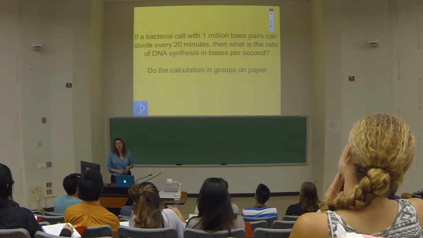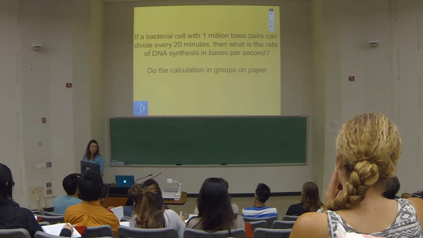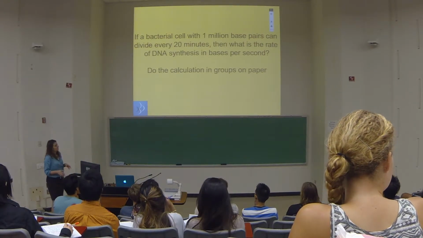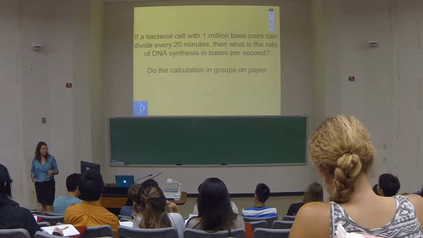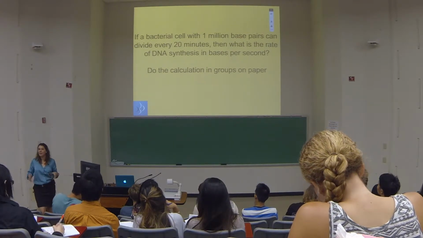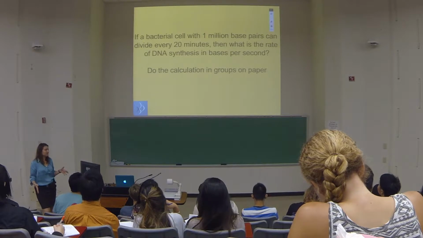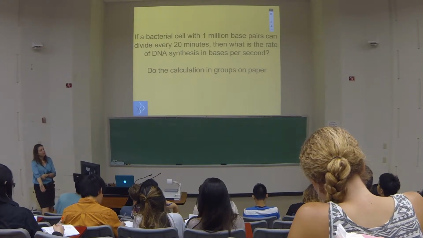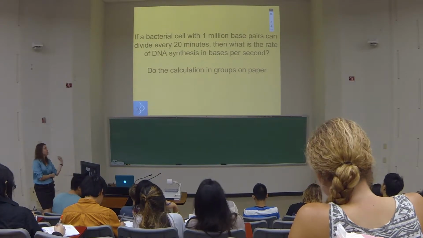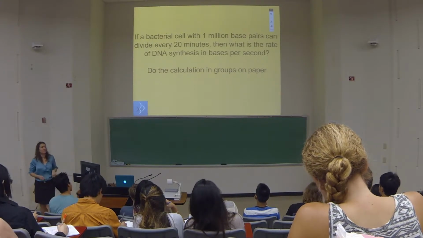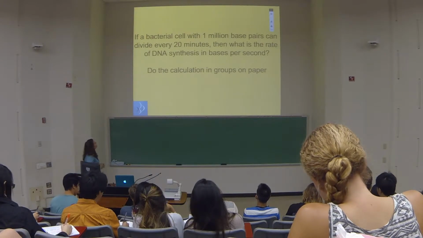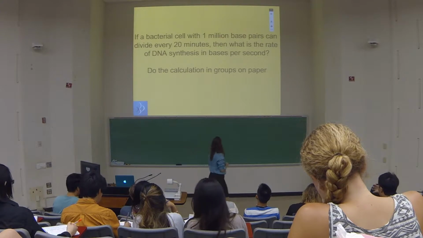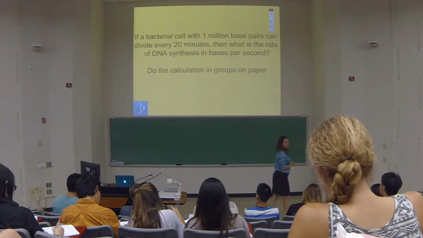But let's think quickly, we're talking about copying millions of bases. Bacterial cells can divide fairly quickly. We don't want to take 5 years to replicate every cell. So the amount of information we have to duplicate, how fast are they doing this replication process? How fast is DNA being synthesized? To do a quick calculation, we have a cell with 1 million base pairs. They divide every 20 minutes. What is the rate of DNA synthesis?